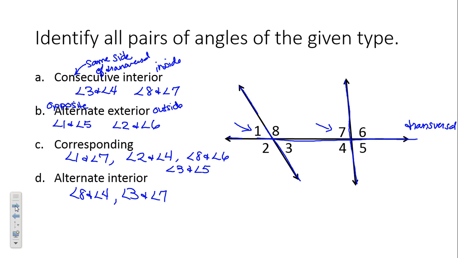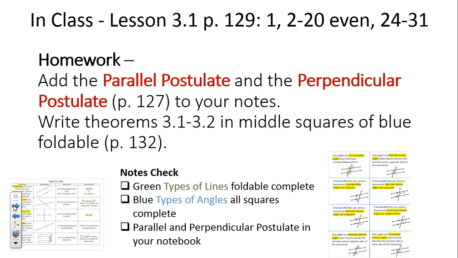All right. So here's the assignment. Looks like a lot. It's just a lot of writing. In class, I'm hoping that you can get done with lesson 3.1 on page 129. Questions 1, 2 through 20, even, and 24 through 31. A lot of it's just finding pairs of angles, or deciding whether things are intersecting or skew or parallel or coincident.